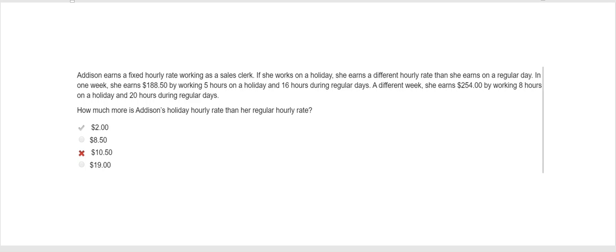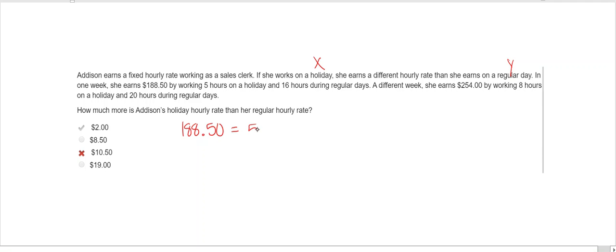So we're talking about two different things. We have holiday rate and we have regular rate. And I'm just going to use X and Y. And you have two situations, 1 week and the next week. So really you're just setting this up. $188.50 is what she makes total. So that's going to equal 5 hours a holiday plus 16 hours of regular pay. And again, remember that we don't know how much the hourly or holiday pay is. That's what X and Y represent, the cost.